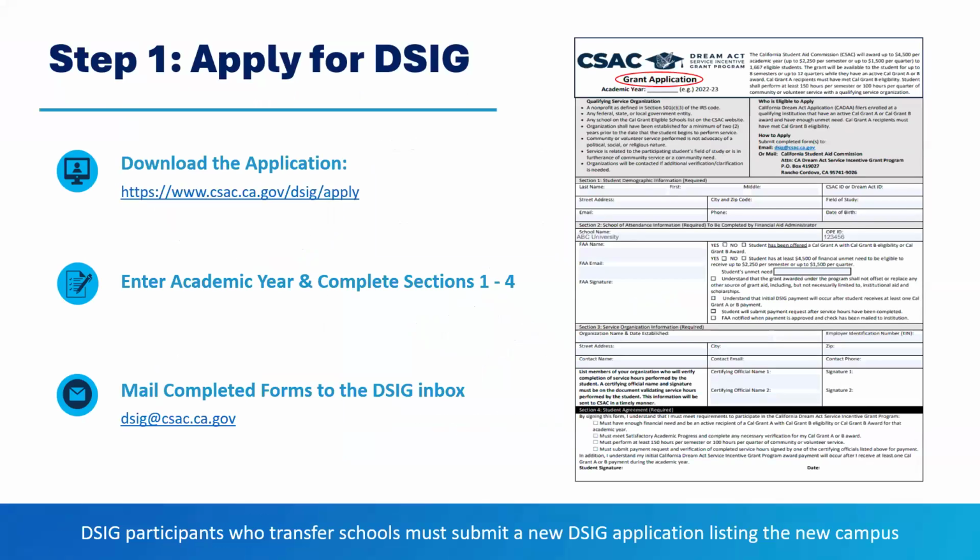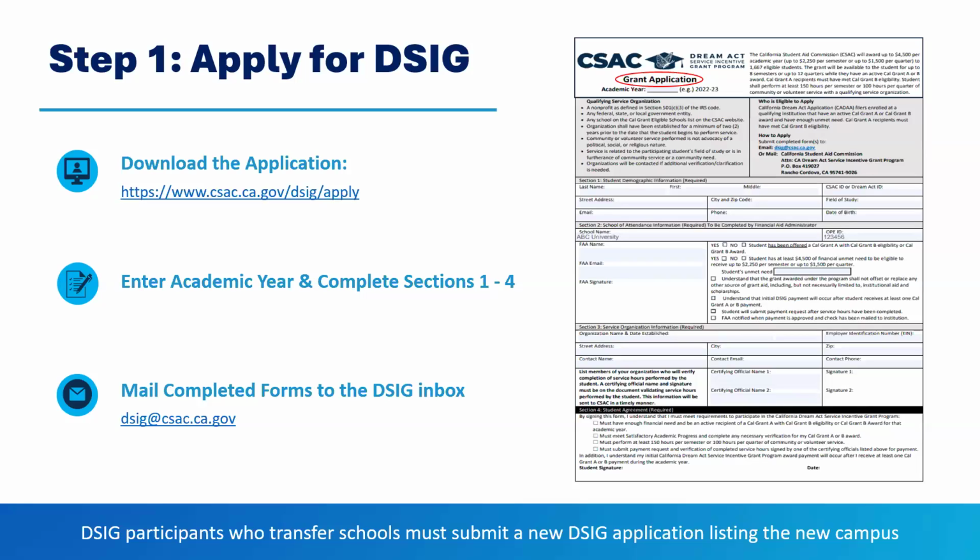This is what that DSIG application looks like. Again, you can just pull that application from this link here. This application has 4 sections. In section 1, the student will fill out all of their student demographic information. For section 2, they're going to hand it to a financial aid administrator, who will fill out the school of attendance information. From there, section 3 is completed by the service organization. They're going to fill out all of the service organization information pertaining to them.